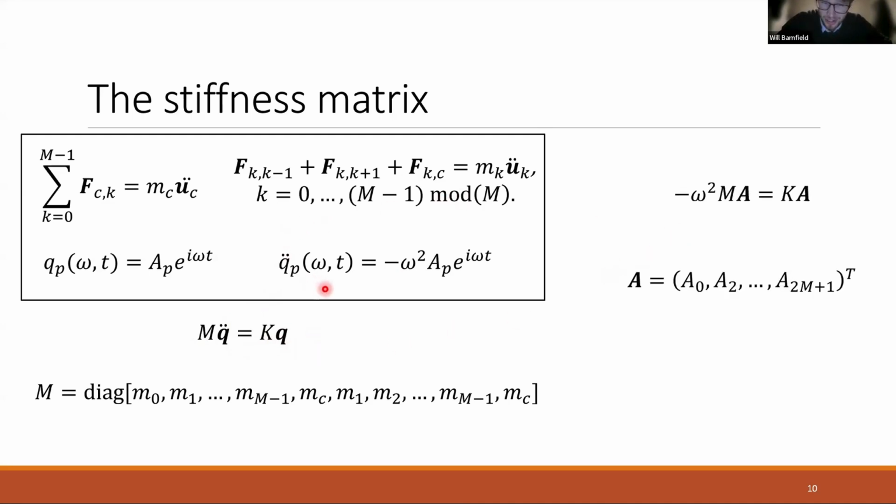And making the substitution of q and q double dot, we get this minus omega squared that pops out, and I've also labeled this A here, where A is our amplitude, as I mentioned before. We can rearrange this to just look like an eigenvalue problem. Now, if we require the matrix in brackets to be degenerate, we'll get a set of eigenfrequencies and a corresponding set of eigenmodes. And we can plot these modes.